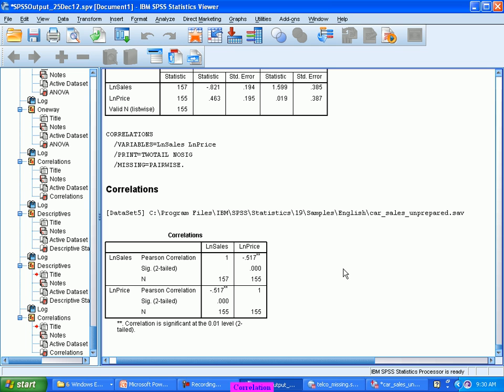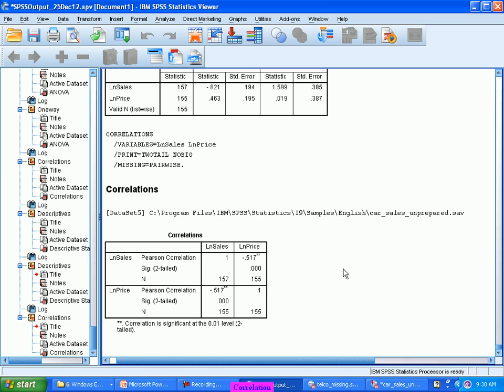Right? There is a strong relationship now compared to the earlier case, which was only minus 0.3. Now it is minus 0.5. So I can very well say that the price and sales are strongly opposite and strongly related. If the price is increased, sales will definitely go down, or vice versa. If the price is decreased, I can increase the sales.